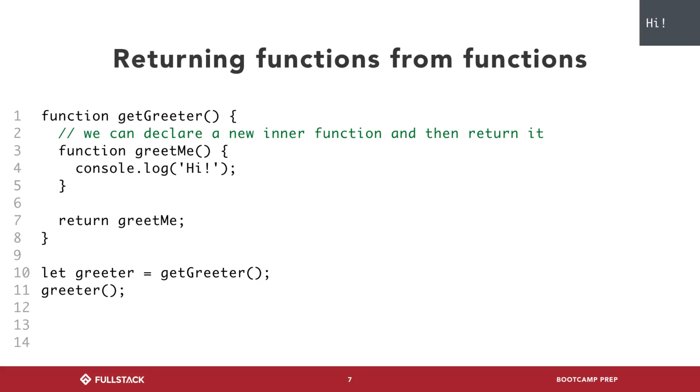So on line 10 there, when we invoke getGreeter, what happens is lines 3 through 5, the function is created, nothing happens, except we create a variable called greet_me, and then on line 7 we actually return that function greet_me, right? So on line 10 there, greeter becomes the greet_me function. Notice how we never invoke greet_me, so we're treating greet_me still as a variable that points to a function, and therefore greeter becomes greet_me, and when we invoke greeter, we're basically invoking greet_me, which console logs out hi over there.